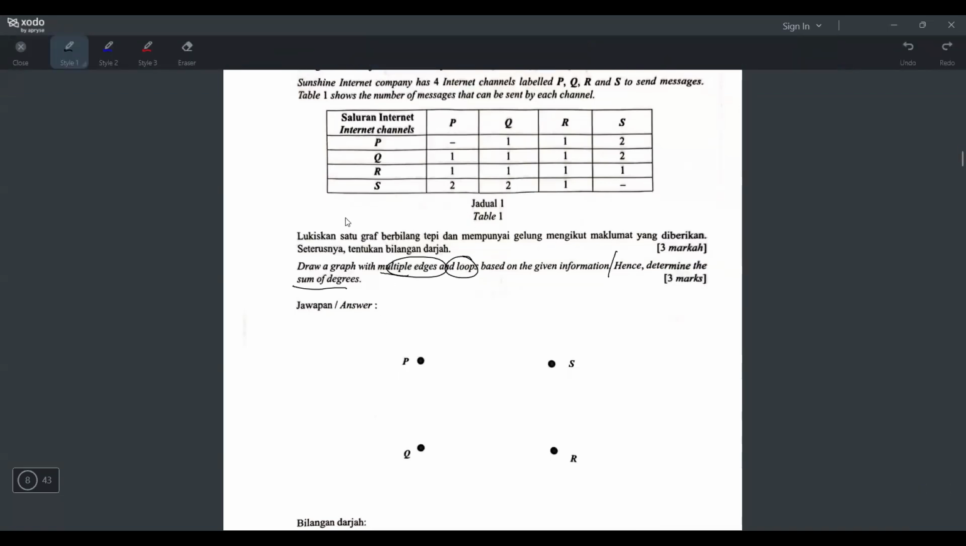We just draw the graph. All right, first thing first, P to P, they put a dash here, it means 0. It means there is no line going from P to P. So this one is done.